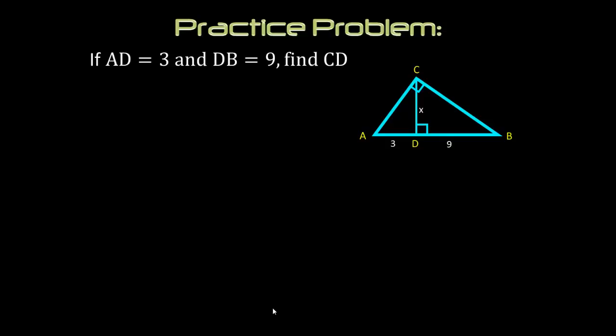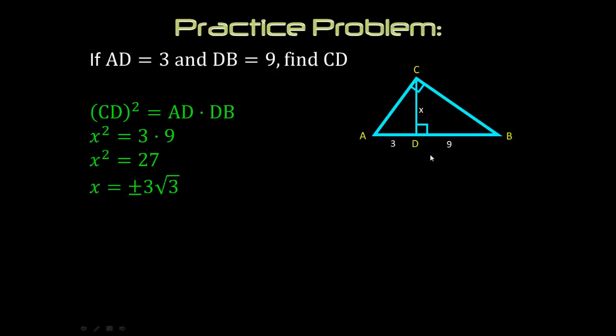So let's do a practice problem. We have that segment AD is 3 and segment DB is 9, and we can tell because of this that this larger triangle is a right triangle and this is an altitude because that's a right angle. So we're going to use what we know. CD squared equals AD times DB, and we're just going to plug in 3 and 9. So x squared equals 3 times 9, so x squared equals 27.